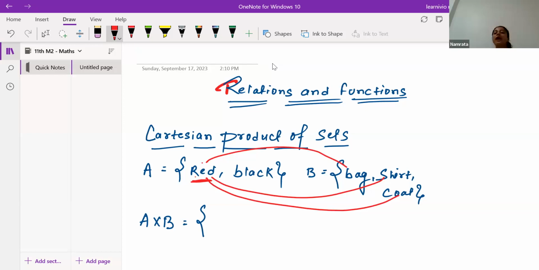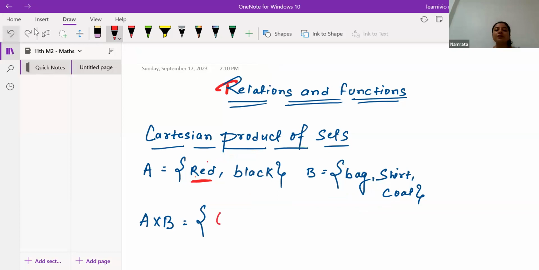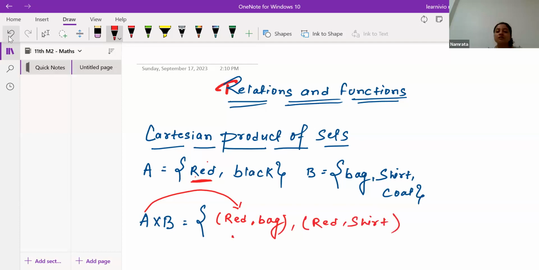Ordered pair means we will write like this: from the first set we take one element and make a combination of that element with one element of the second set. So a red colored bag can be there. Similarly, a red colored shirt can be there. Then a red colored coat can be there. We are just writing all the possibilities.